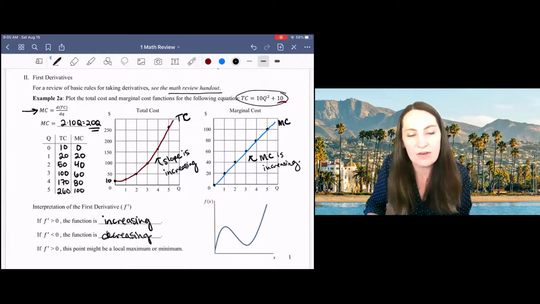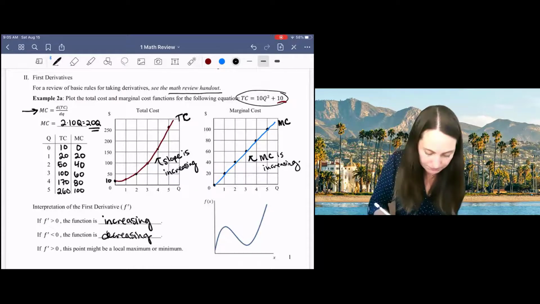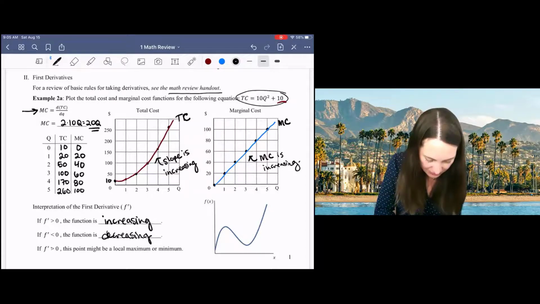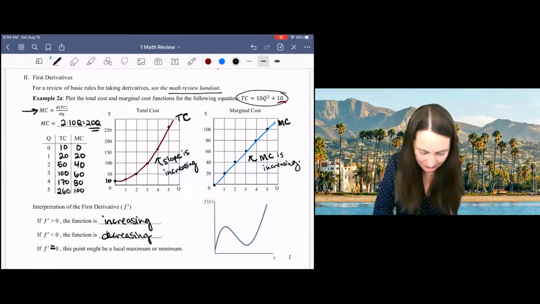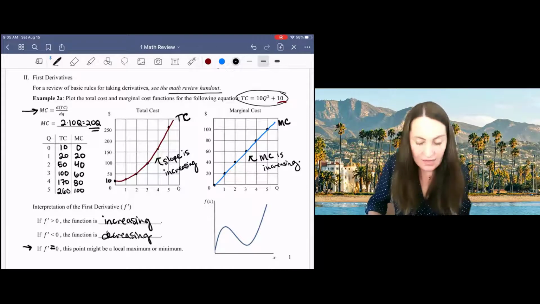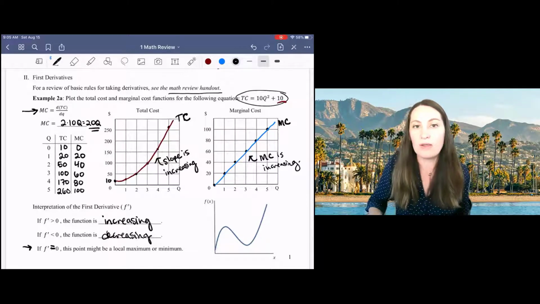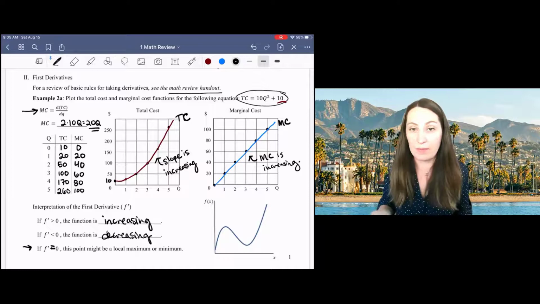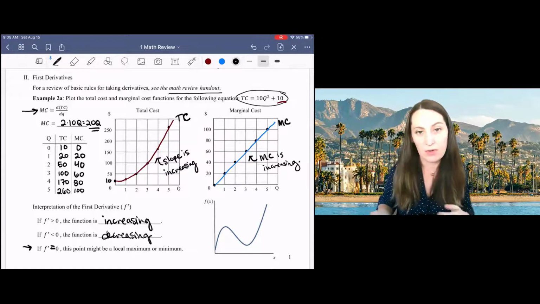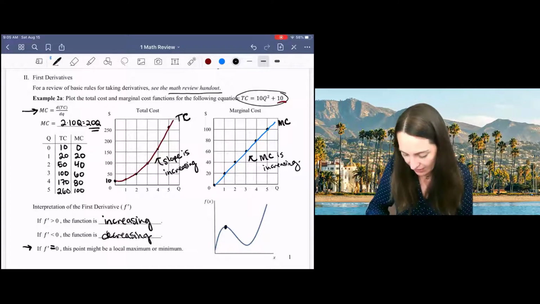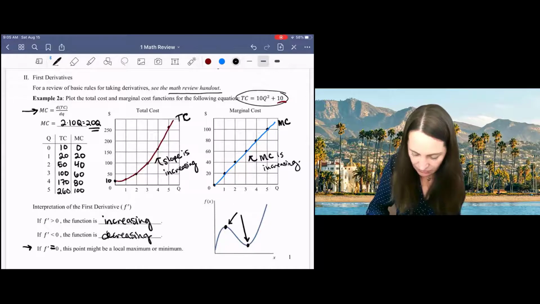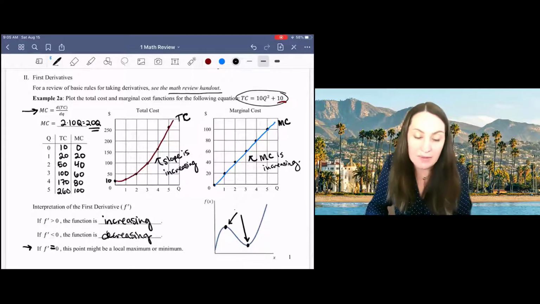And importantly, if the first derivative is equal to zero, then we have a local maximum or minimum. And this is important because we're going to be looking for these local maximums really throughout the course. So here I've got a little example graph where I've got one local maximum, one local minimum. And I know that at both of these points, the function's not going up, it's not going down. The slope is zero.